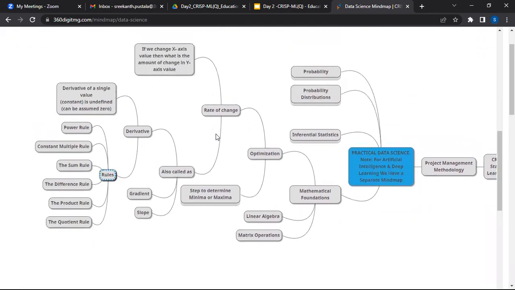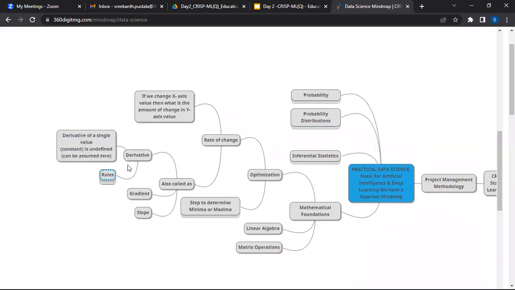When we come to model building, we have the power rule, the sum rule, the constant multiple rule, the difference rule, the product rule, and the quotient rule. All these are different rules that we have to evaluate the derivative.